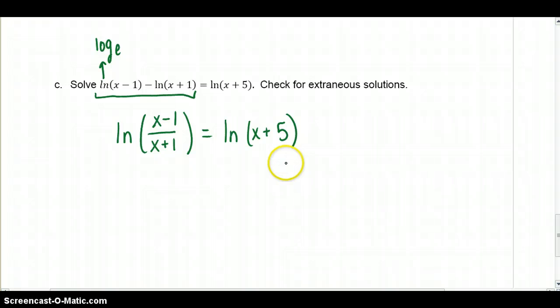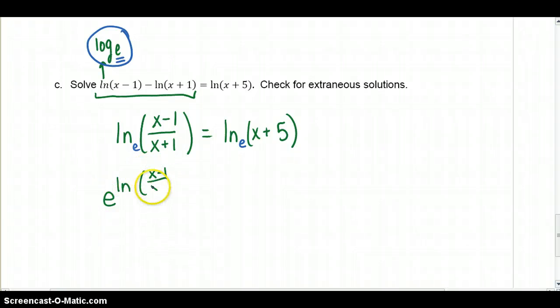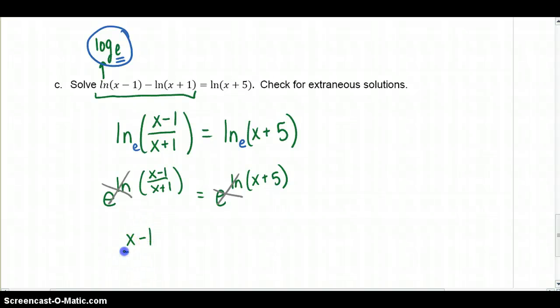Now this is similar to the first type of problem we did because there's a natural log on both sides. Again, natural log is just log base e. So if there's a base e in here, that means in order to get rid of it, I need to make my base down here e. So it becomes e to the natural log of x minus 1 divided by x plus 1 equals e to the natural log of x plus 5. And this e and natural log both end up canceling out. So we've got x minus 1 divided by x plus 1 equals x plus 5.